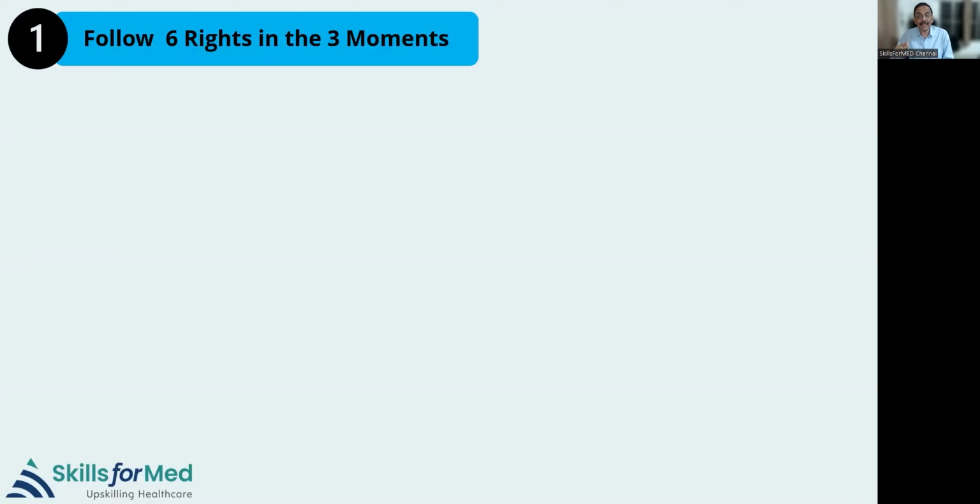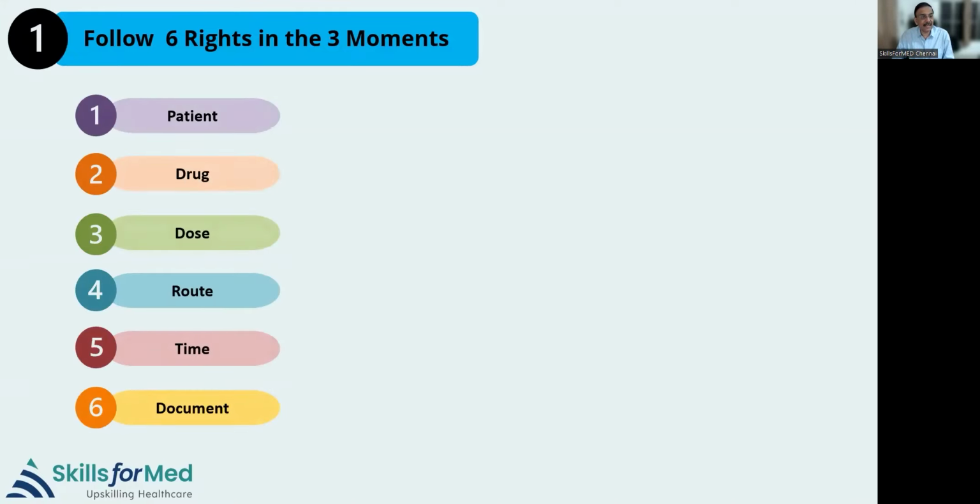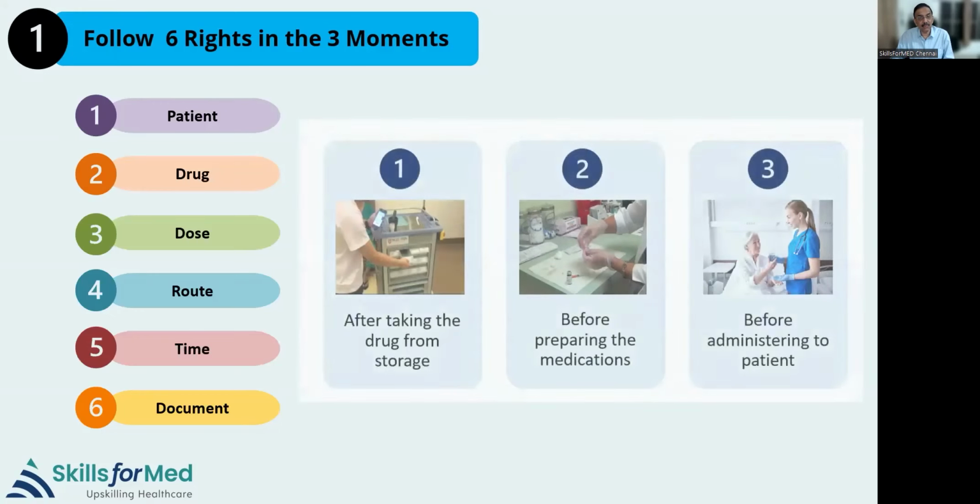Similarly, in medication administration, there are the 6 rights. Now there are 6 rights, 8 rights, 10 rights. I'm focusing on the 6 rights, which are very, very important. But we have to do it in these 3 movements. Very important, I want to point that out. So these are the 6 rights: the right patient, the right drug, the right dose, the right route, right time, and right documentation. Now, what are these 3 movements?